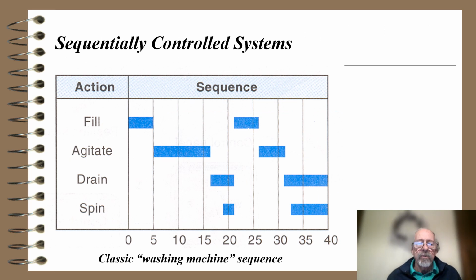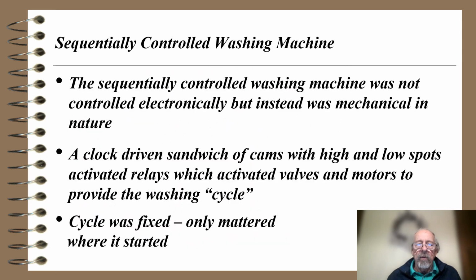Here's a sequentially controlled system. This is a classic washing machine sequence, where we start off with filling the tub, agitating the clothes. Looks like we then drain the tub, then we spin it, then we refill it, and do the same operations over again for a second cycle. Of course, the sequentially controlled washing machine was not controlled electronically, but instead was mechanical in nature. That is the classic washing machine. A clock-driven sandwich of cams with high and low spots activated relays, which activated valves and motors to provide the washing cycle. The cycle was fixed; it only mattered where it started.